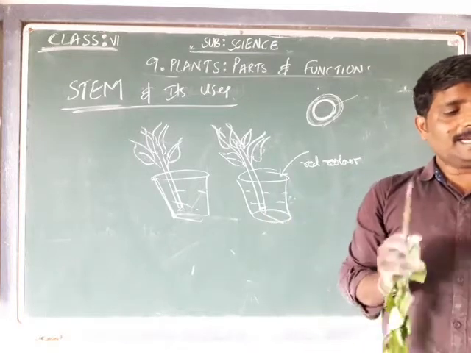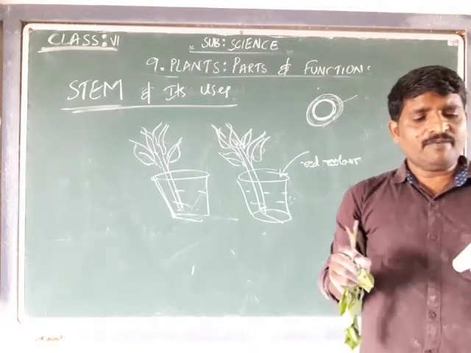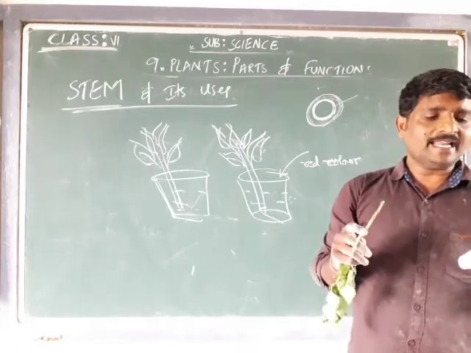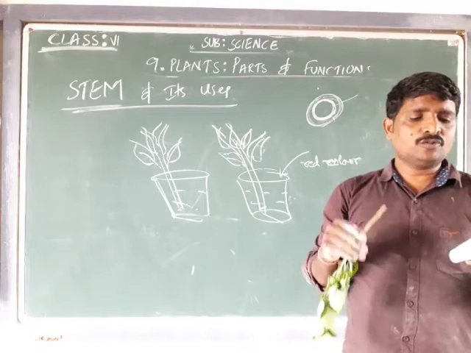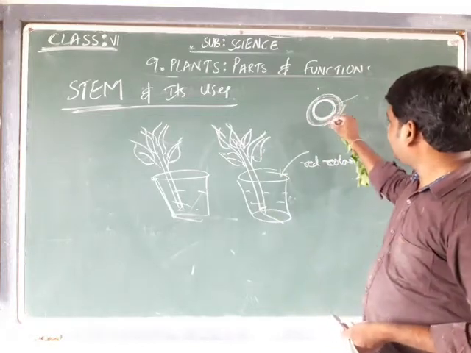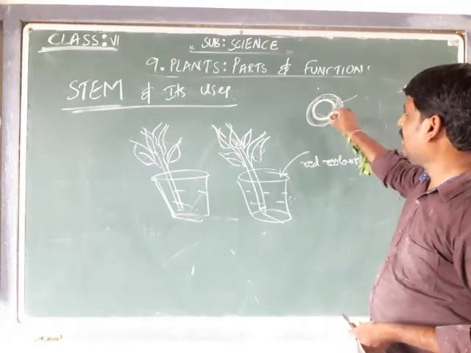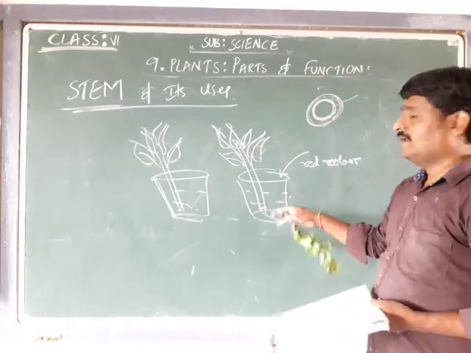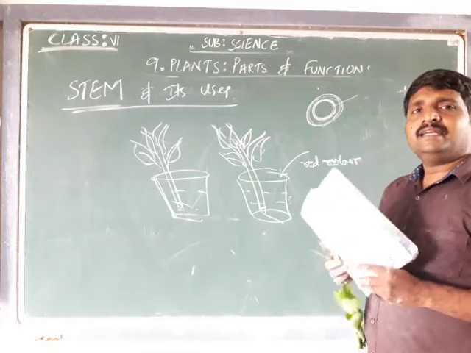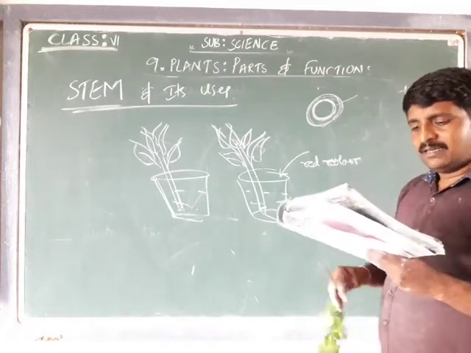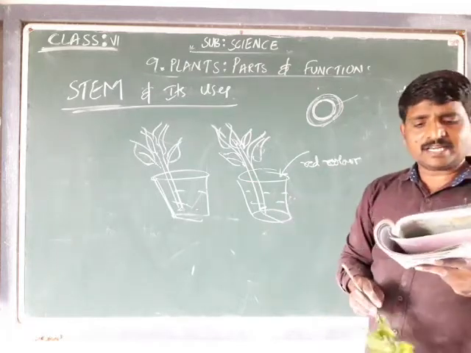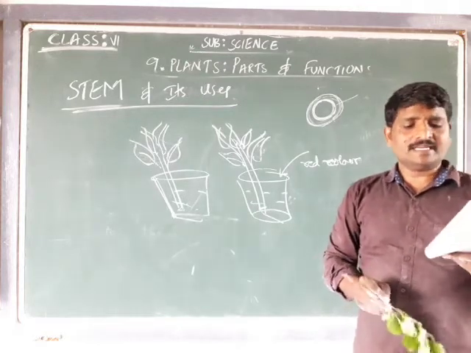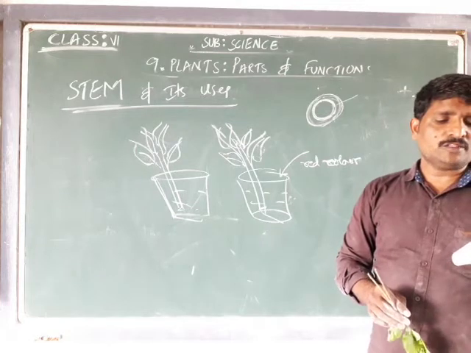Yes. The colored ring-like structure that you see acts as a tube that carries water and food material throughout the plant. This red colored ring portion which we observe under the microscope when the stem is kept in the red ink is the tube that carries water and food material throughout the plant.